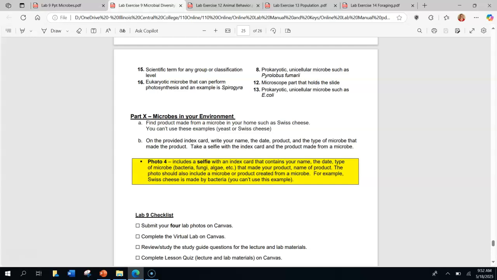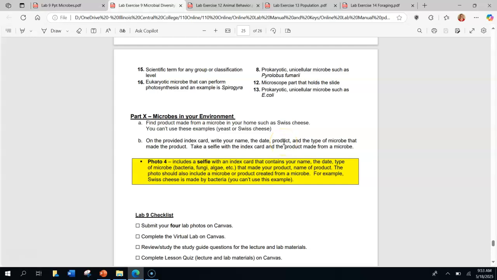Then we get to the last photo. So this is the first of these that you're going to do. You'll do one with plants and animals in the next few weeks. So here's how this is going to work. You're going to start with an index card, put your name and the date. What else do you need? You need the name of the product.